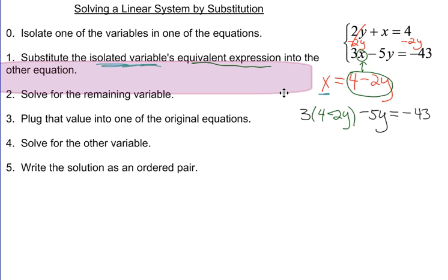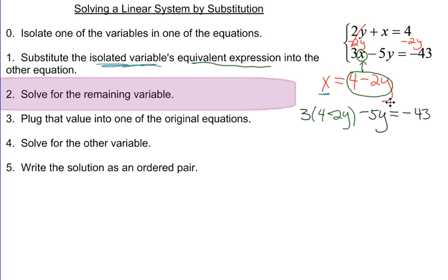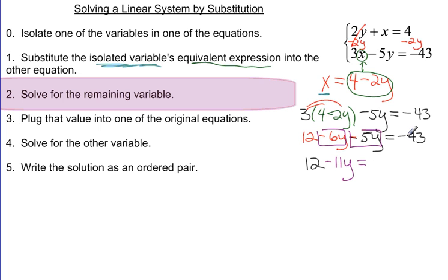Then we're going to solve for the remaining variable. Well, from here it's the 5-step method that you should have committed to memory. So what we're going to do first is distribute and get 12 minus 6y minus 5y equals negative 43. Then we're going to look to collect like terms, which we can right here. And we're going to get 12 minus 11y equals negative 43.